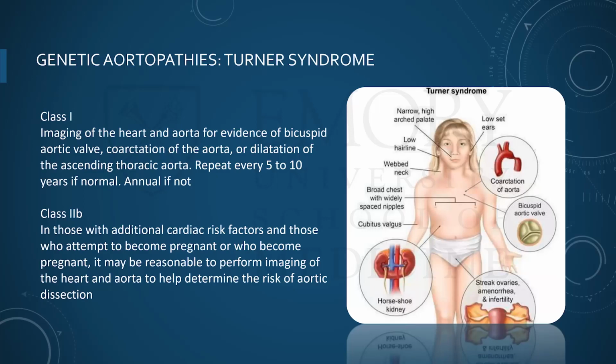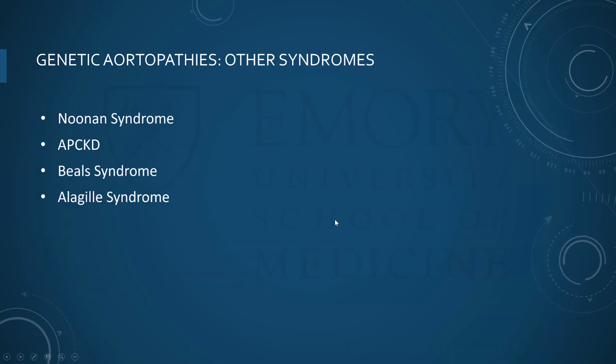There are also class 1 and class 2B recommendations on monitoring. And class 1 indications that there's evidence of a bicuspid valve, which is also seen in Turner syndrome, coarctation, or dilatation: we want to repeat our imaging every 5 to 10 years if normal, and every year if abnormal. Other genetic syndromes, much more rare, Noonan's, adult polycystic kidney disease, Behçet's syndrome, and Alagille syndrome also, but much less commonly related to aortopathy.